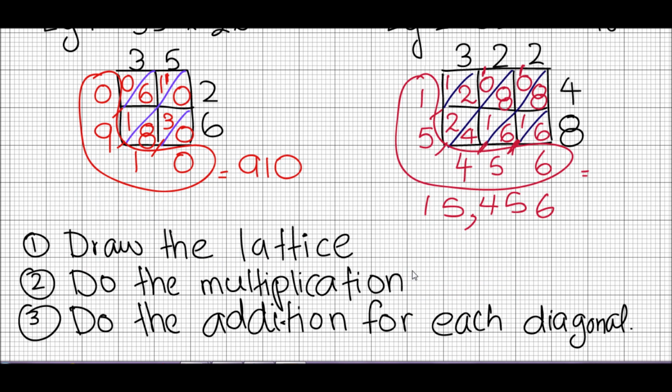So that's lattice multiplication for you. Don't forget the 3 steps. Number 1, draw the lattice. Number 2, do the multiplication. And step 3, do the addition for each diagonal. So that's lattice multiplication for you.